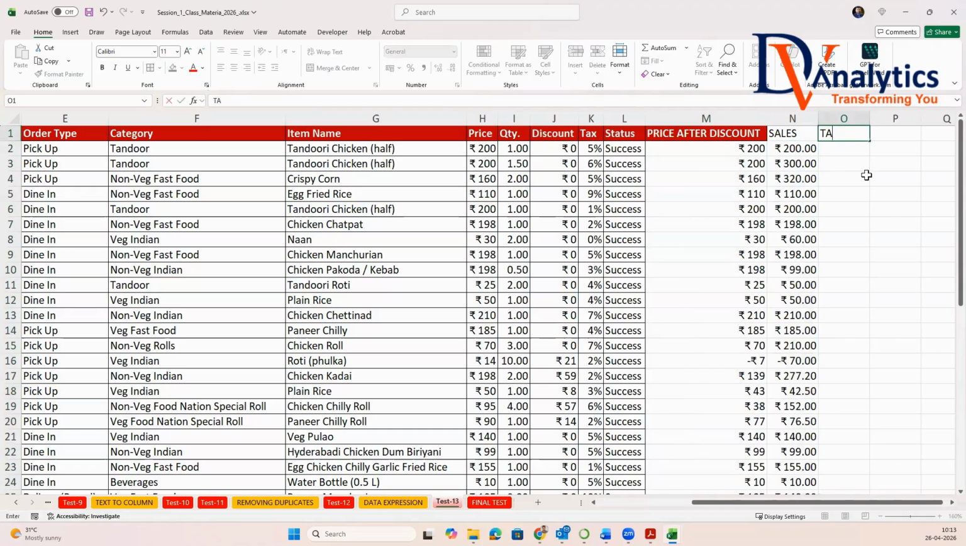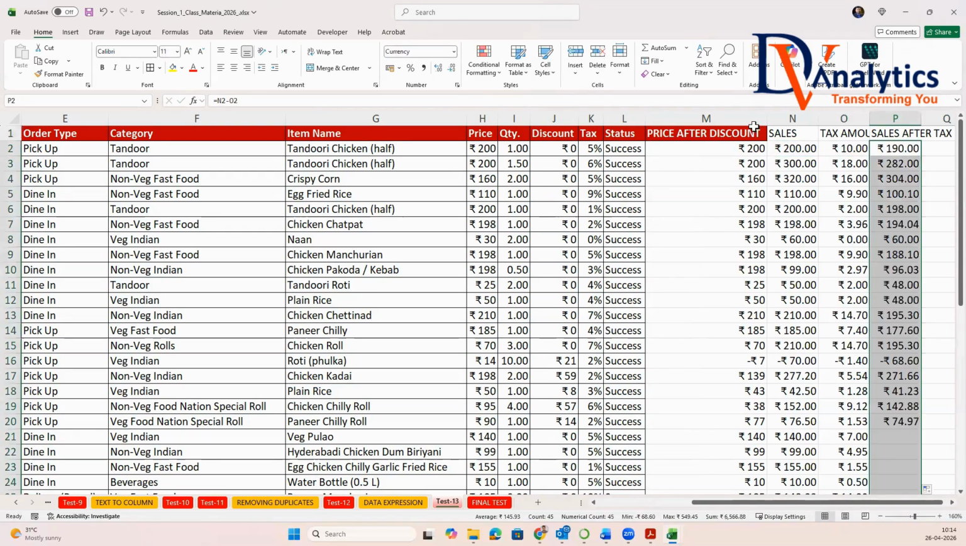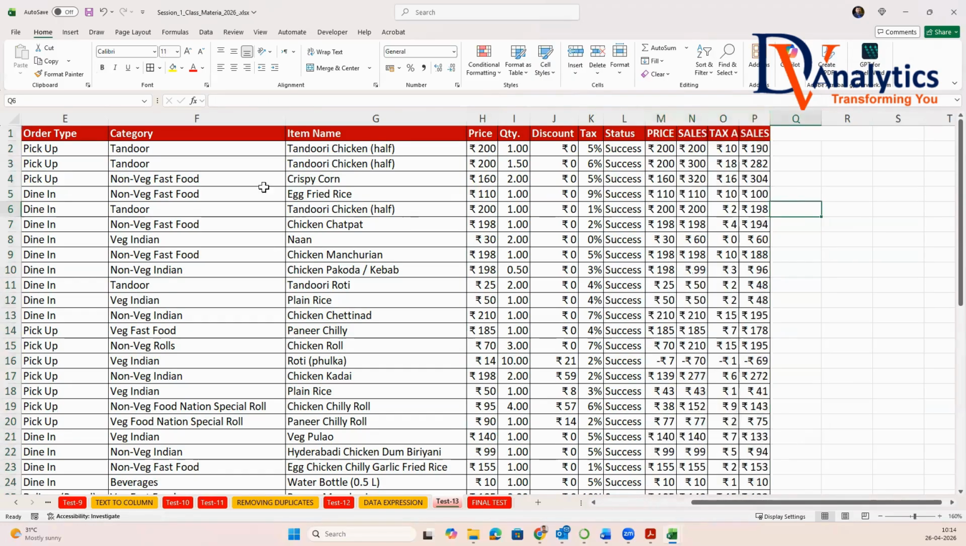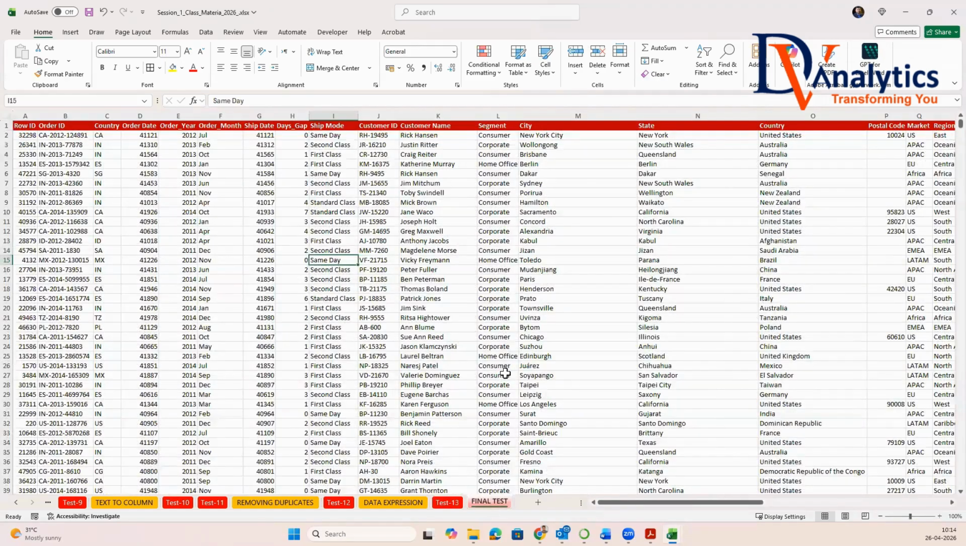How to get your tax amount? The sales multiplied with what? Tax percentage. How to get sales after tax? What will we do now? The sales minus tax. Did you understand, guys? Everyone? Yes, sir. Is this clear? Yes, sir. Now final test.